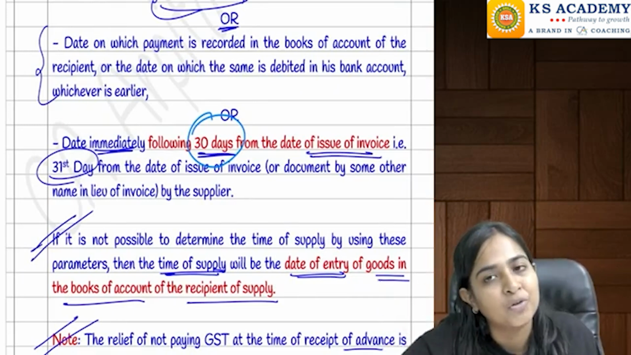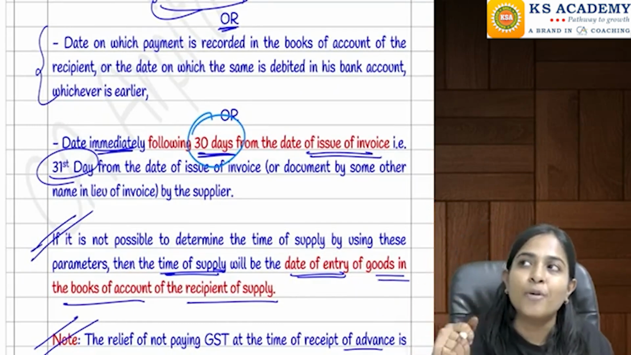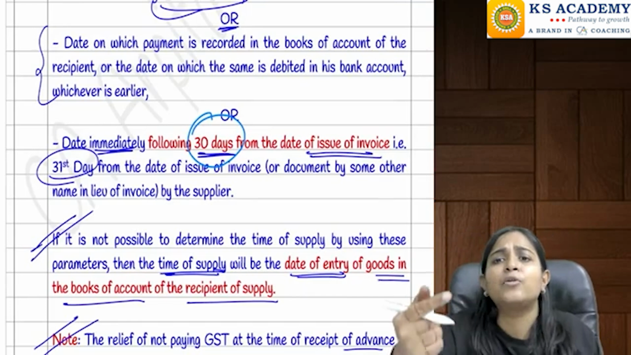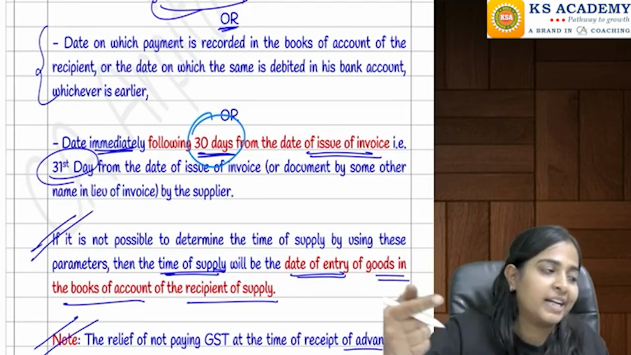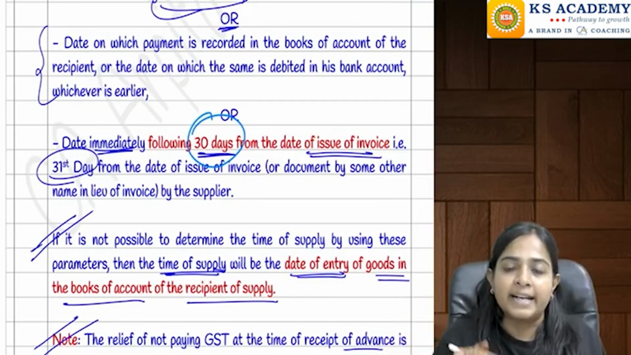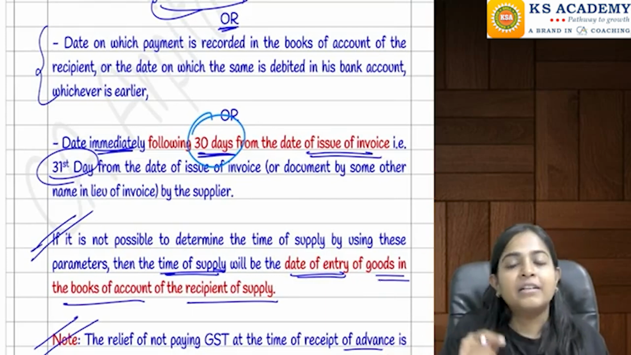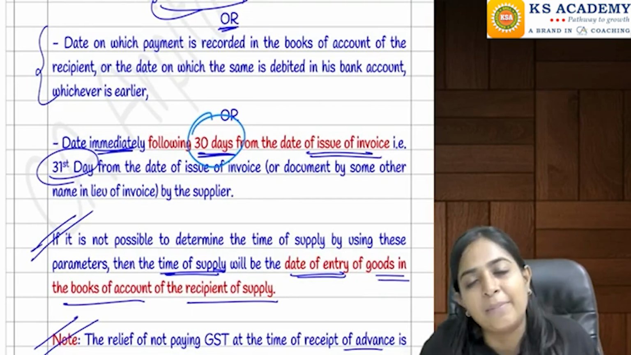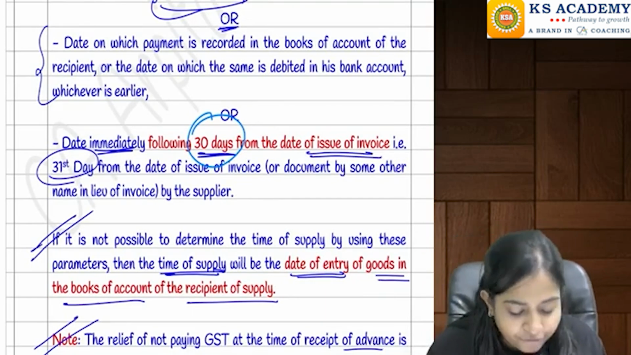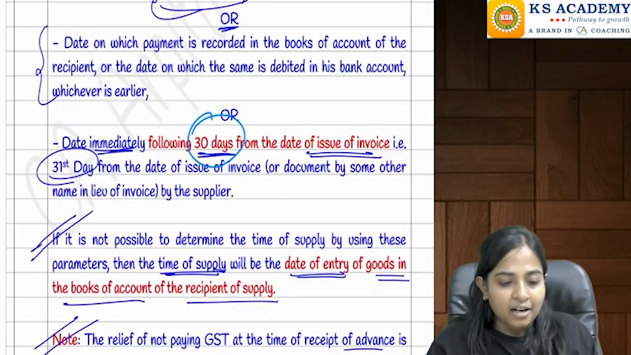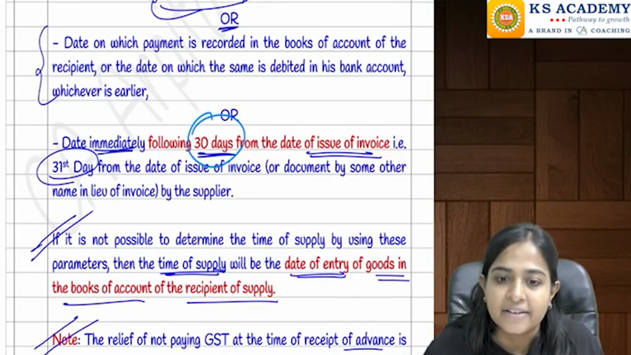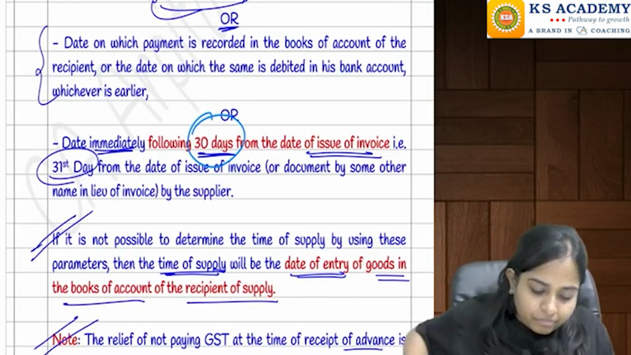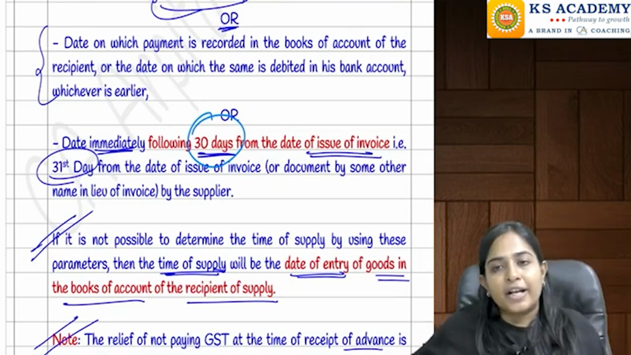Who will issue the invoice to whom? The invoice will be issued by the supplier to the recipient. From that particular day, we have to take a time period of 31 days. That 31st day, max to max, that date will be considered as the time of supply. Are you able to understand this, everyone? Yes. Should I repeat it again?